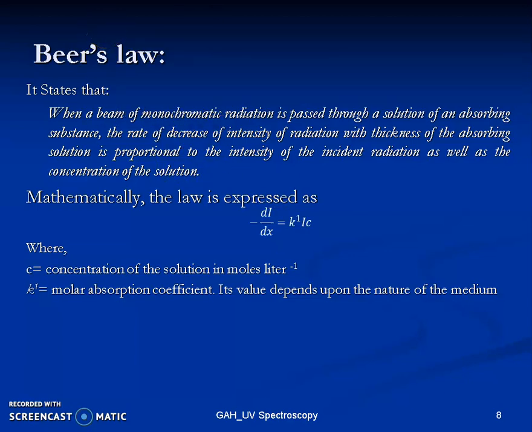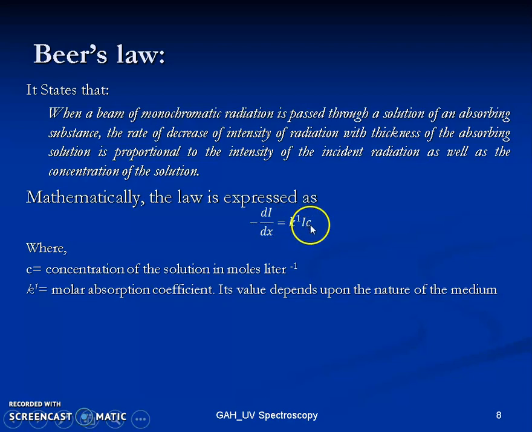Beer's law states that when a beam of monochromatic radiation is passed through a solution of an absorbing substance, the rate of decrease of intensity of the radiation with the thickness of the absorbing solution is proportional to the intensity of the incident radiation as well as the concentration of the solution. He has taken one additional term, that is the concentration. Mathematically, the law can be expressed in a similar way as Lambert's law: minus dI by dx is equal to k I.